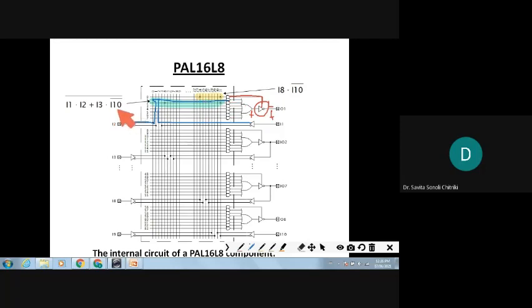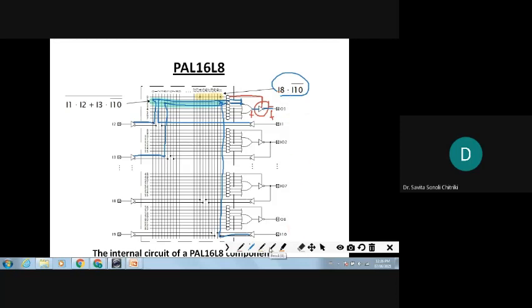Second one, I3 and I10 bar. I will take I3 directly. Come to I10. I10 also, one is inverted and one is non-inverted, so I will take I10 inverted. Here the cross line is there. So that's why I3 and I10 bar go into one more AND gate. These two are ORed, and I'm going to get the inverted function.